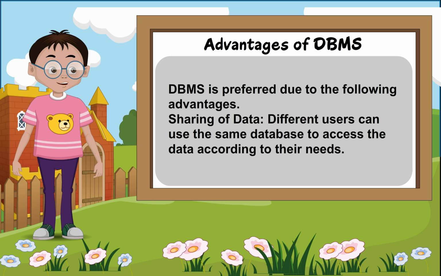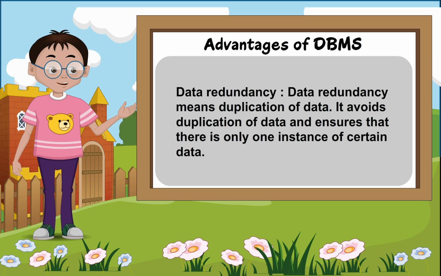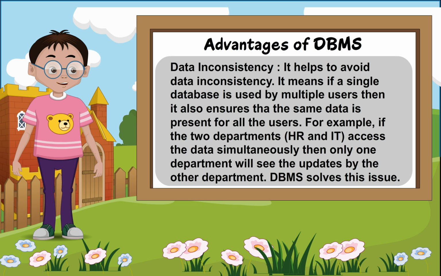Sharing of data. Different users can use the same database to access the data according to their needs. Data redundancy. Data redundancy means duplication of data. DBMS avoids duplication of data and ensures that there is only one instance of certain data. Data inconsistency. It helps to avoid data inconsistency. It means if a single database is used by multiple users, then it also ensures that the same data is present for all the users.